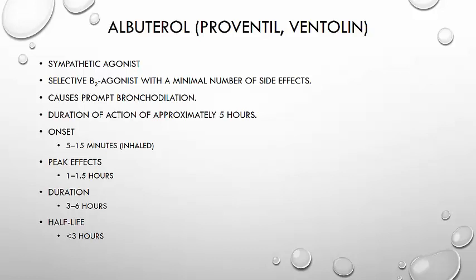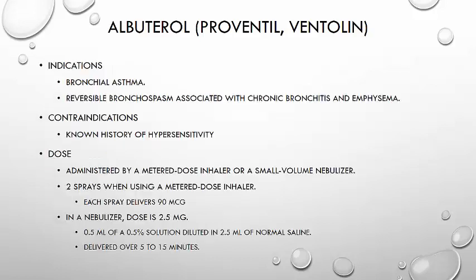Now, your next sympathetic agonist, your albuterol. This is a selective beta 2 with very minimal side effects. It's pretty good with your bronchodilation, and it's going to last for several hours. Onset's pretty quick. Duration of action's also a decent amount of time. Our indications here are going to be bronchial asthma or a reversible bronchospasm associated with your chronic bronchitis and emphysema, so your COPD there. All right, your contraindications, if they have a known history of hypersensitivity.